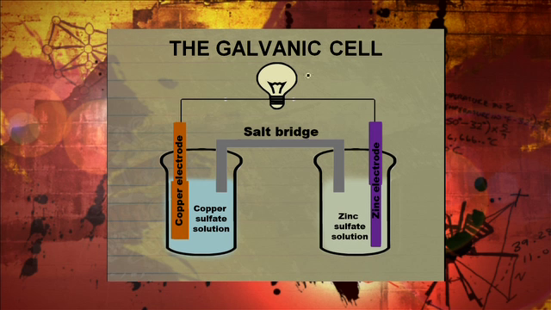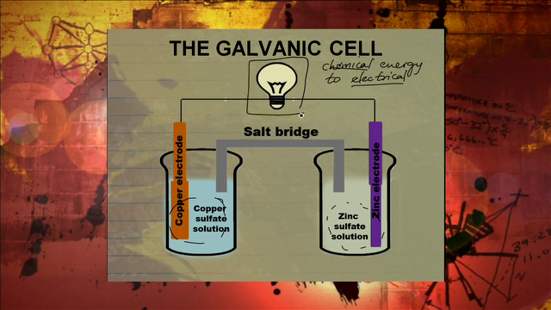Welcome back. We're still talking redox reaction, and let's continue having a look at the galvanic cell. Now look at what is happening here. We said that the galvanic cell converts chemical energy to electrical, right? So this chemical energy inside here is converted to electrical energy up there.